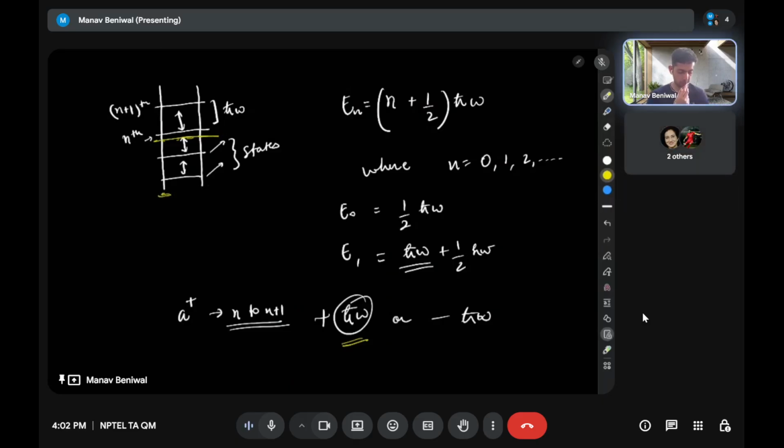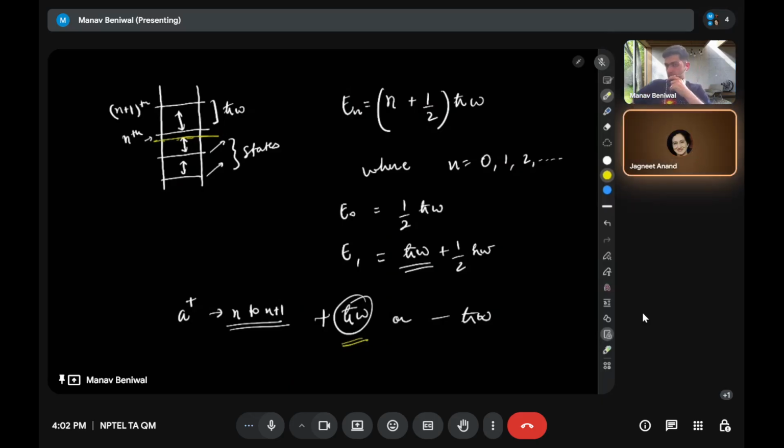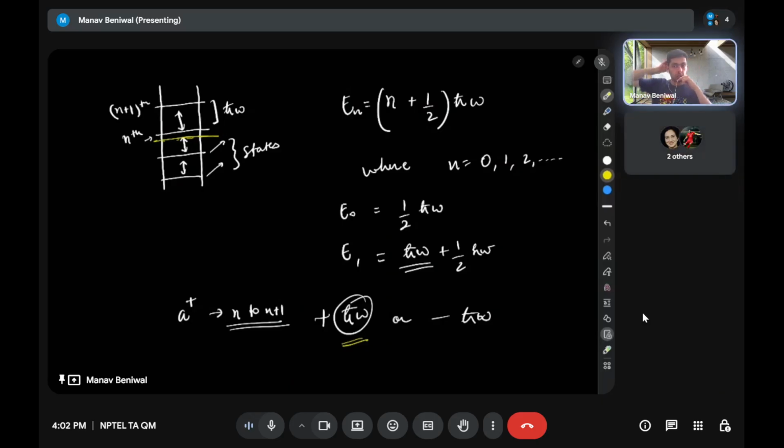Can we somehow have a continuum of these states? In quantum mechanics, no, but let's do one thing. Let's say this is En and then we have En plus 1. So what is our delta E? Delta E is simply h cut omega, right? For continuous states, this delta E should tend to 0.